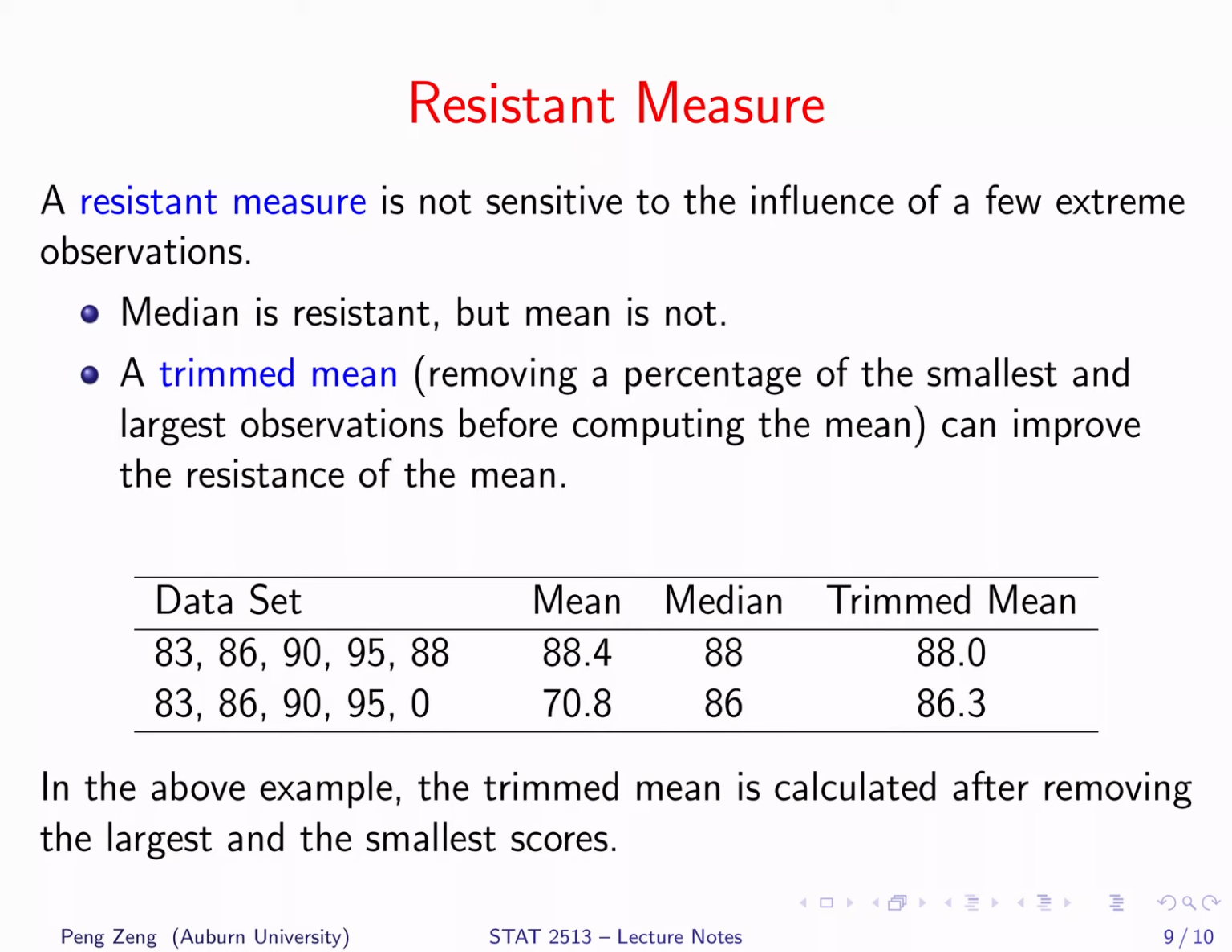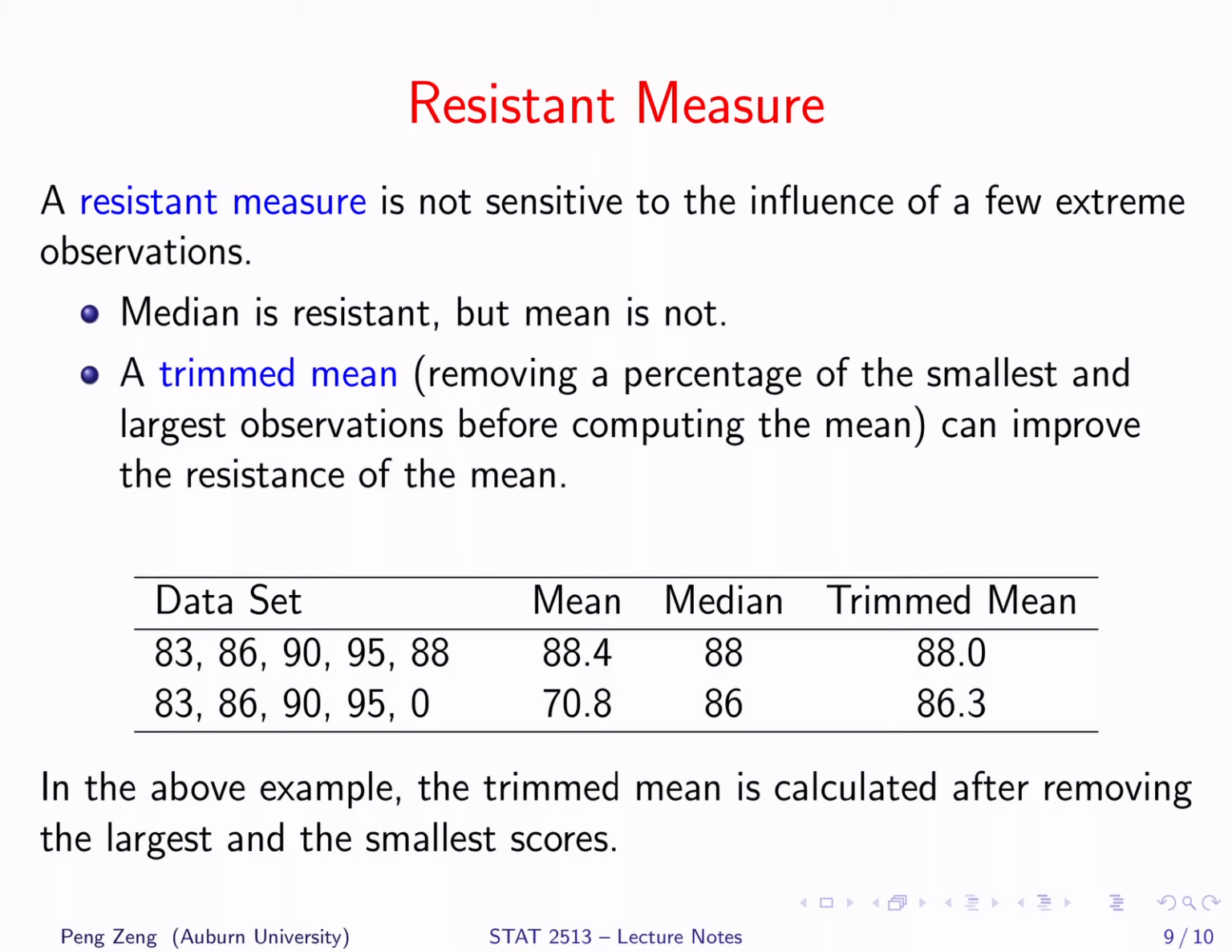We may improve the resistance of mean by using a trimmed mean. To compute a trimmed mean, we will first remove a percentage of the smallest and largest observations, and then use the remaining numbers to compute the mean. Such a way of computing a mean is common in reality.